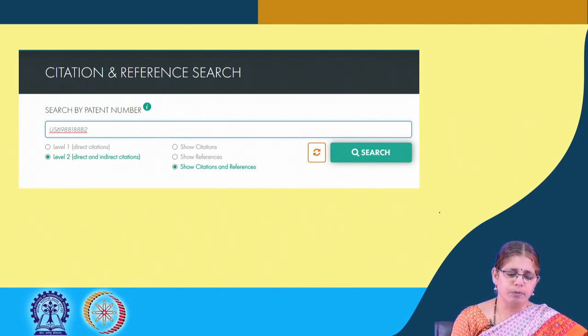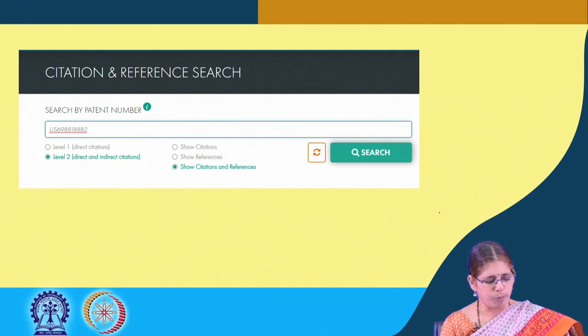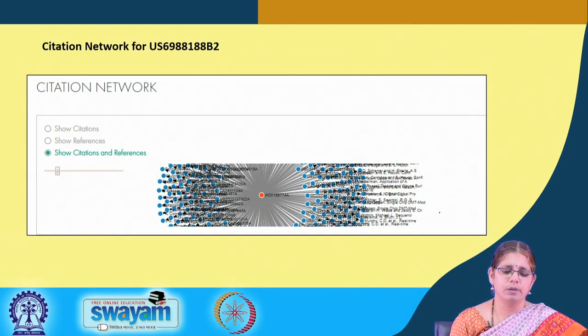There is a citation and reference search whereby one can input the patent number. In this case, there is a US patent which is a B2 number, which is a re-exam patent, and one can look at information in relation to either direct citations or indirect citations. So, for instance, let us say we use the option of level 1, where we want the direct citations in relation to this particular patent number. When you click on the search button, you get to this particular frame where you can understand the citation network.